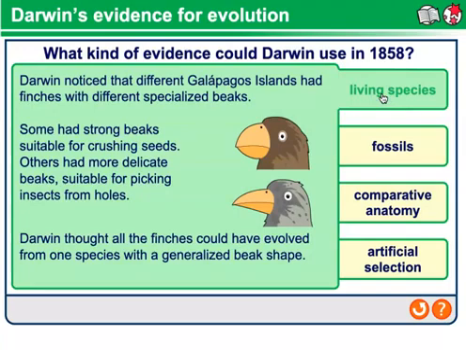Darwin noticed that different Galapagos Islands had finches with different specialized beaks. Some had strong beaks suitable for crushing seeds. Others had more delicate beaks suitable for picking insects from holes. Darwin thought that all finches could have evolved from one species with a generalized beak shape.